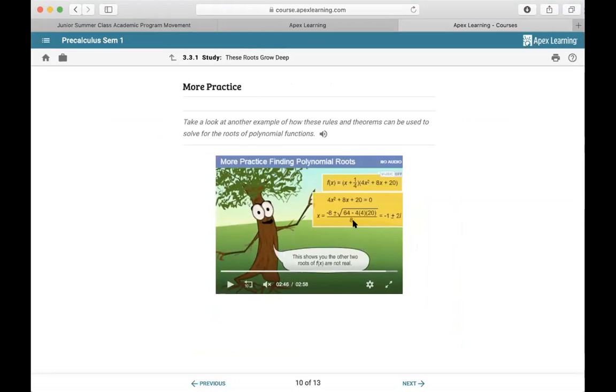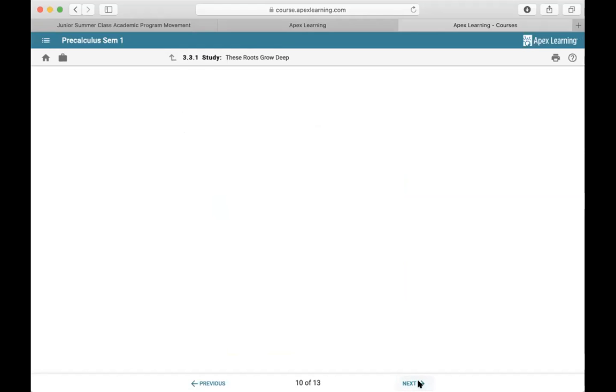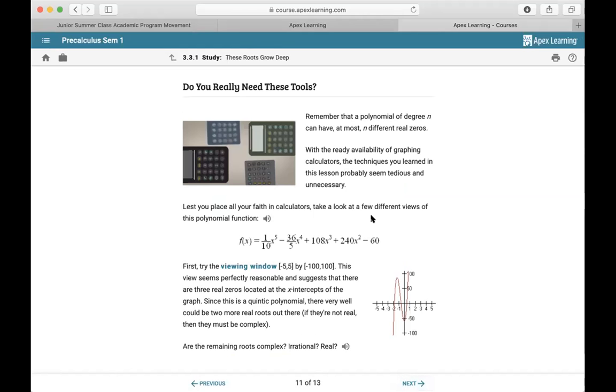Since 2i is imaginary, and we've got this complex number with an imaginary number, those won't show up on your graph. So you would only actually have 1 zero on your graph, but you're still going to have three roots.